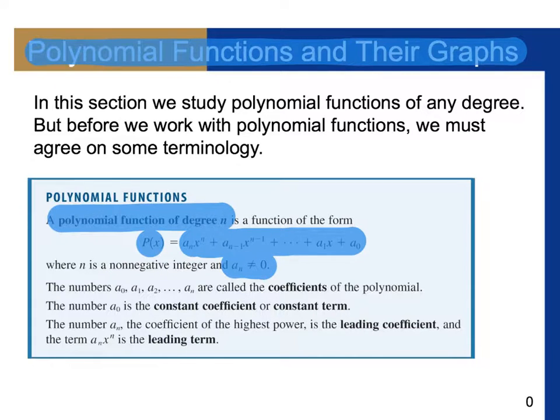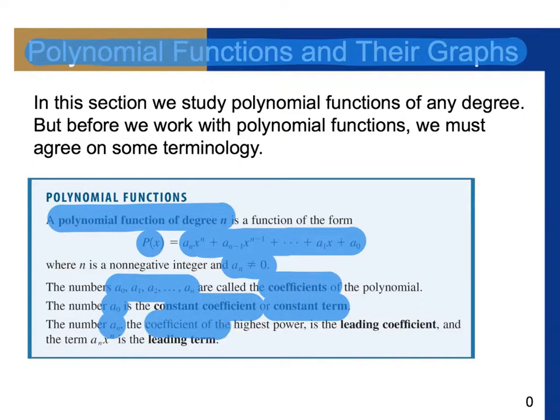Okay, so remember the numbers a0, a1, a2 are just the coefficients, and that means the x squared coefficient is a2, the x cubed coefficient is a3, etc. A0 is the constant coefficient, so that's the one that doesn't have an x with it, or constant term, we can say. And the number an is the coefficient of the highest power. We call that the leading coefficient, and then we say a sub n x to the n is the leading term. So that leading term is whatever the highest power of x is with its coefficient.